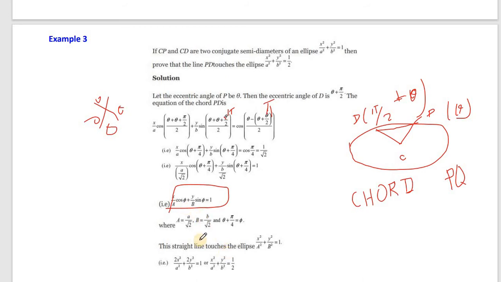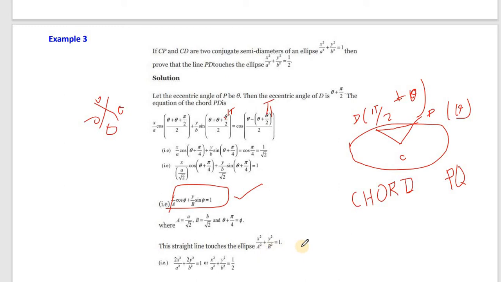Now we have got the equation of PQ. Now go back to the problem, what we are trying to prove. We are asked to show that the line PD touches the ellipse x square by a square plus y square by b square is equal to half. Now if you compare this equation with this, because this half comes now, this is what you have. This straight line touches this ellipse.